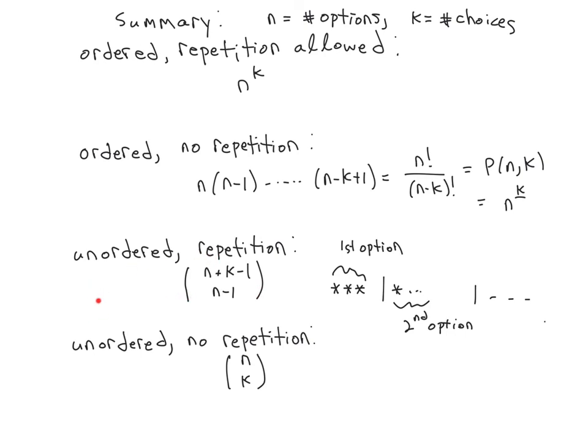And finally, if you do unordered and no repetition, you're just choosing a subset because you can't pick the same thing more than once. So once you pick an element, you have to pick something else, and order doesn't matter, so it is a subset of size k, and so you get n choose k.